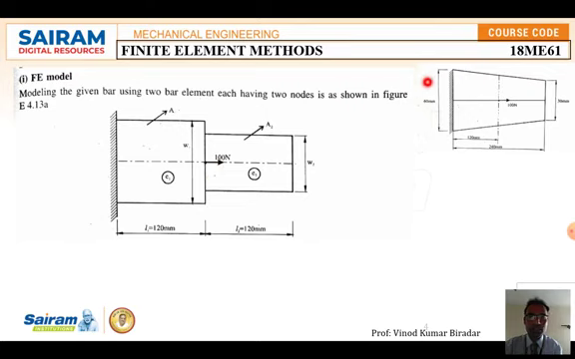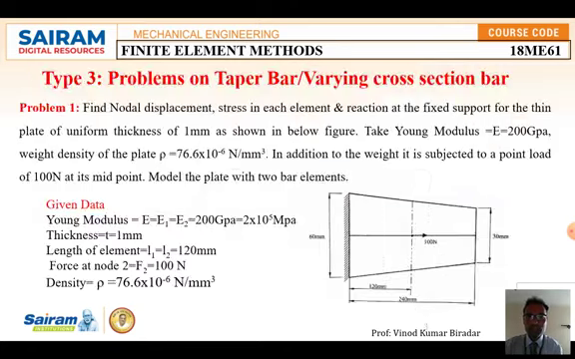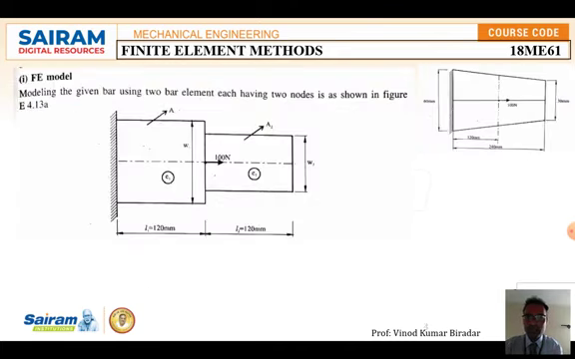Okay, so here look at this. Just to draw the diagram here, that is the first element, this is the second element. Area is given, area 1, area 2, and load is acting 100. The width of the first element is given as 60, and the second element width is given as 30. So this is element number 1, element number 2.